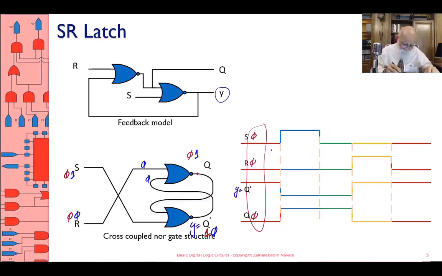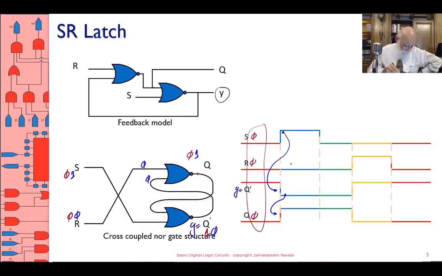So what happens is, as soon as S becomes 1, following that, first thing that happens, Y becomes 0, and then Q becomes 1. Let's show it this way. S became 1. As a result, Y became 0. Y became 0. As a result, Q becomes 1. Okay, with a delay, with a small delay. Those are the gate delays.